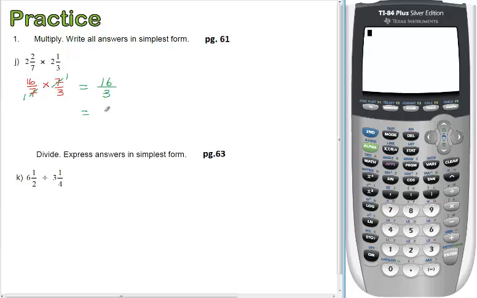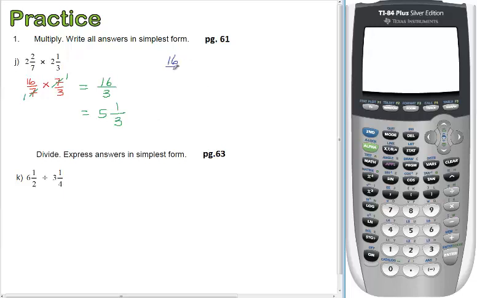So 16/3, divide 3 into 16, 5. 5 times 3 is 15. How many are left over? 1 left over. So this is the same as 5 1/3. Now, there are other ways to do it. Some people do not cross cancel.